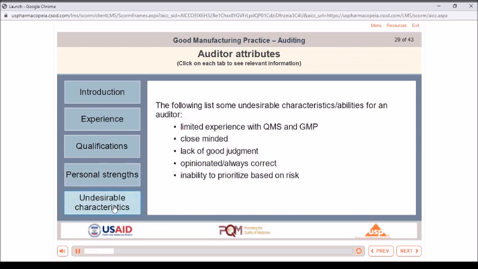Undesirable characteristics. The following list some undesirable characteristics and abilities for an auditor: limited experience with QMS and GMP, close-minded, lack of good judgment, opinionated, always correct, inability to prioritize based on risk.